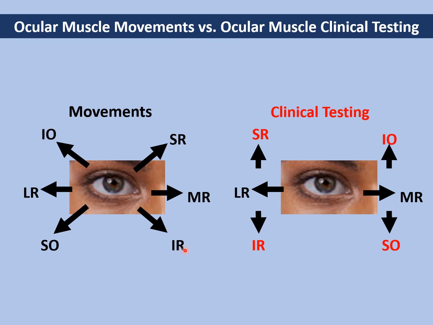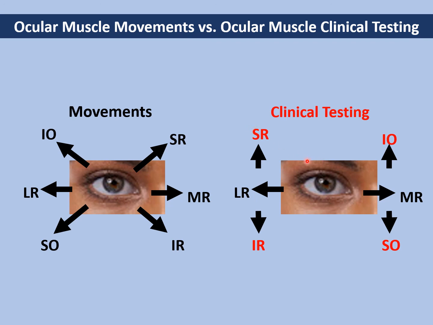To clinically test the muscles, it's necessary to move the eye to separate, for instance, the actions of the superior rectus and the superior oblique. This is a summary of what needs to happen in order to test, for instance, the superior oblique.